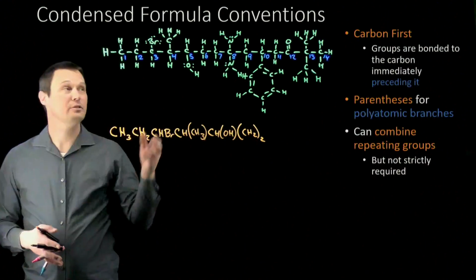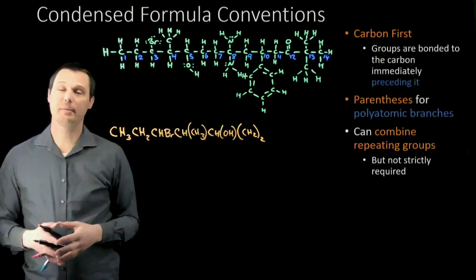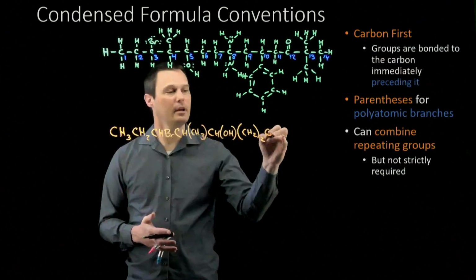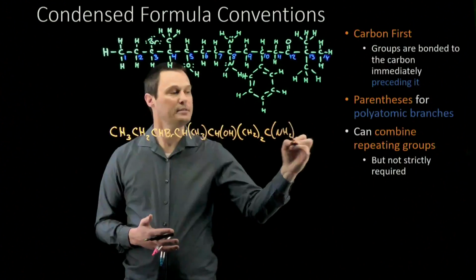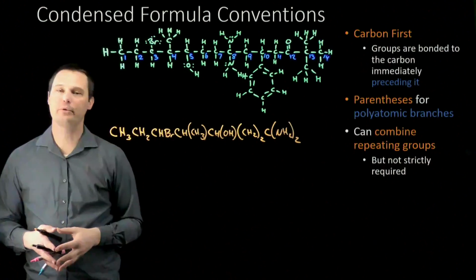We can also use this convention when we have 2 identical groups attached to the same carbon. So on carbon number 8, we have carbon and then 2 NH2 groups attached. So in parentheses, we can write NH2 twice. There are 2 NH2 groups bonded to that preceding carbon.